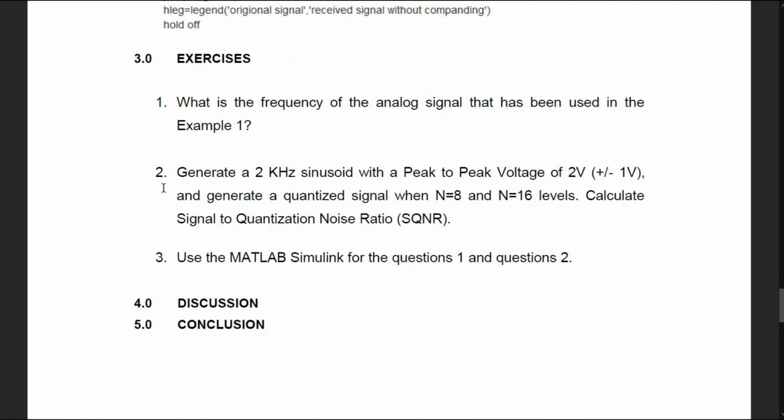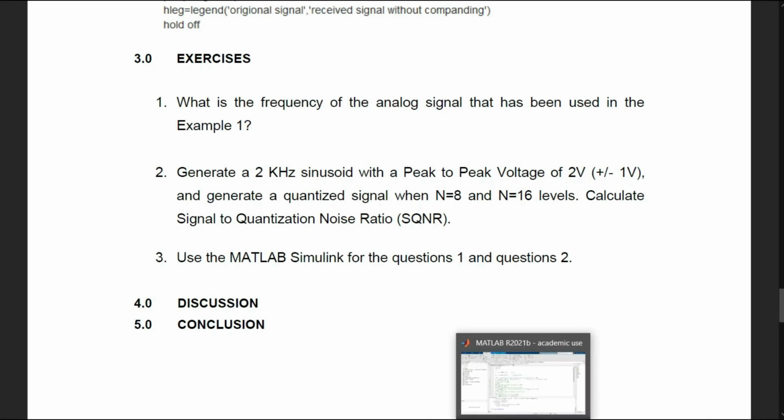For exercise 2, we have to generate a 2 kHz sinusoid with a peak-to-peak voltage of 2 volts, and generate a quantized signal when n equal to 8 and n equal to 16 levels. Then calculate the signal to quantization noise ratio, SQNR.